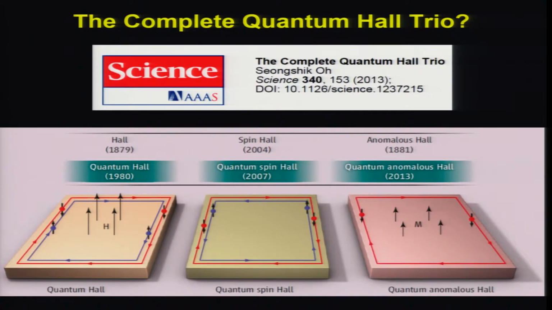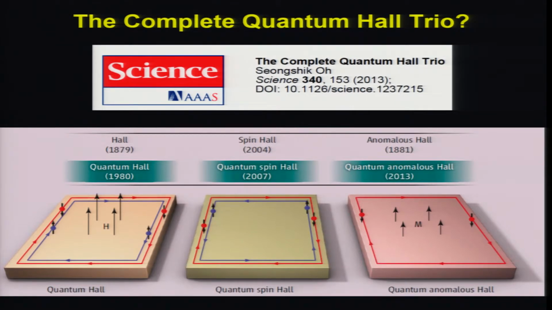In the issue where we published the report in Science, there was a perspective written by Professor Oshikawa from Rutgers University, and he said that with the discovery of the quantum anomalous Hall effect, the quantum Hall trio is complete. We know there are three types of Hall effect: the ordinary Hall effect, the spin Hall effect, and the anomalous Hall effect. The quantum Hall effect was discovered by von Klitzing in 1980, the quantum spin Hall effect by Molenkamp's group in 2007, and the last one, the quantum anomalous Hall effect, by our collaboration in 2013. So it seems the quantum Hall family is complete now.